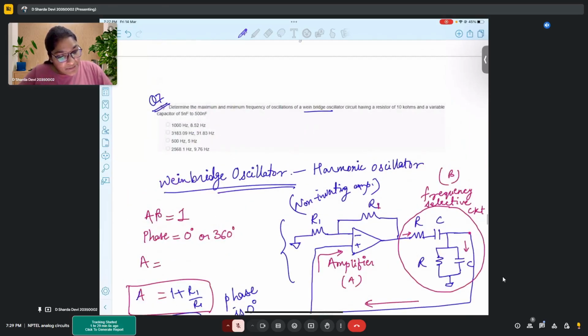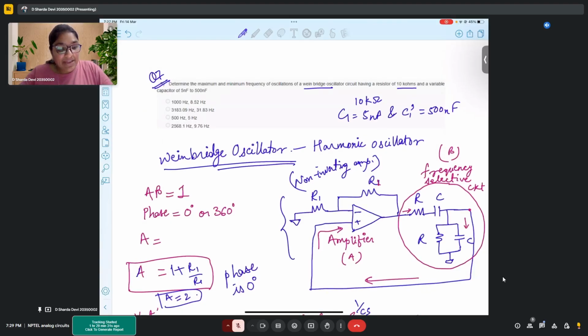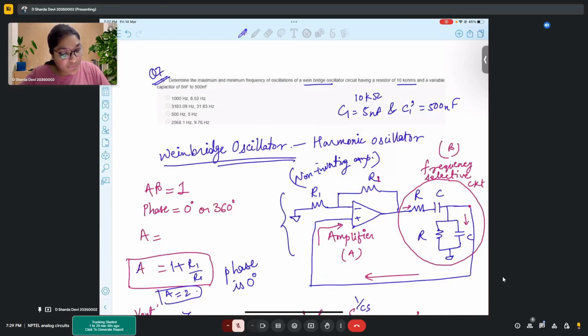So the question asked is, for the Wien bridge oscillator, when the resistance is 10 kilo ohms and capacitance C1 is 5 nF, and C1 dash is 500 nanofarad, then what would be the frequency values that we need to find out? So see, whenever we are finding the frequency of oscillation, the frequency that we obtain comes from the frequency selective network components, that is the R and C of the frequency selective network. So here the 10 kilo ohms specified is for the R of the Wien bridge, and the C values also correspond to the Wien bridge oscillator. And here we keep equal R and C values in both the series as well as parallel combinations.